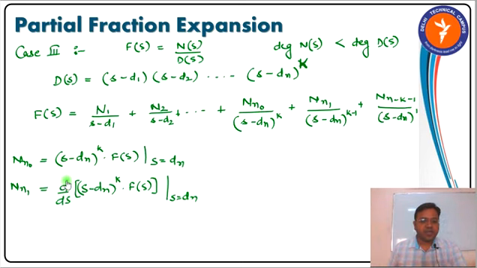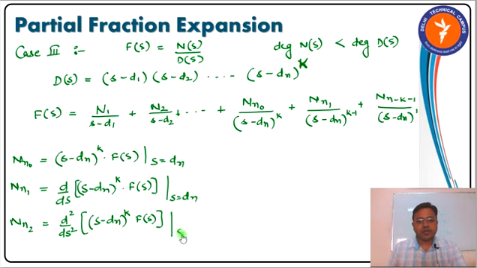If I am finding out the first derivative, it will give me the first residue of the lower order term. Similarly, if I keep on calculating the derivatives, then nn2 will be d by ds square, that is, I need to find out the double derivative of s minus dn raised to the power k, f of s, and then substituting s equal to dn. So these are the formulas to calculate the residues when we have a multiplicity of a factor.